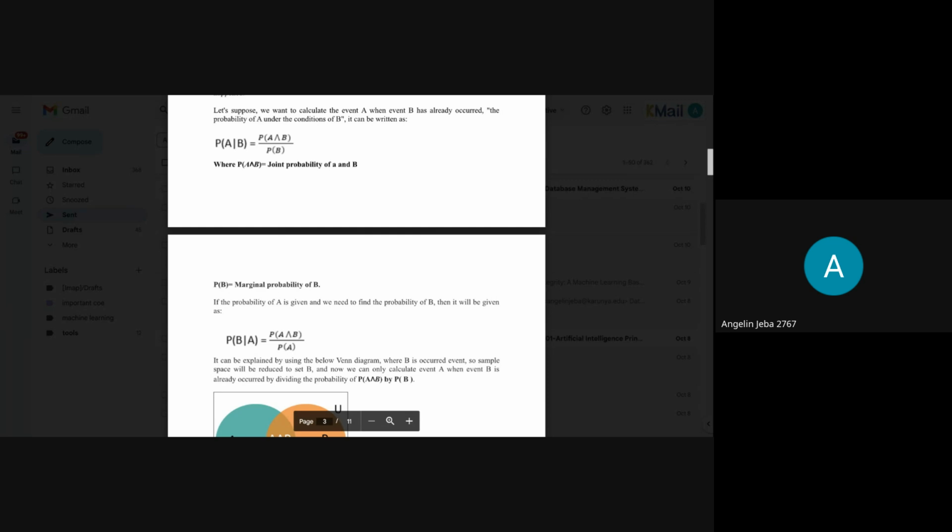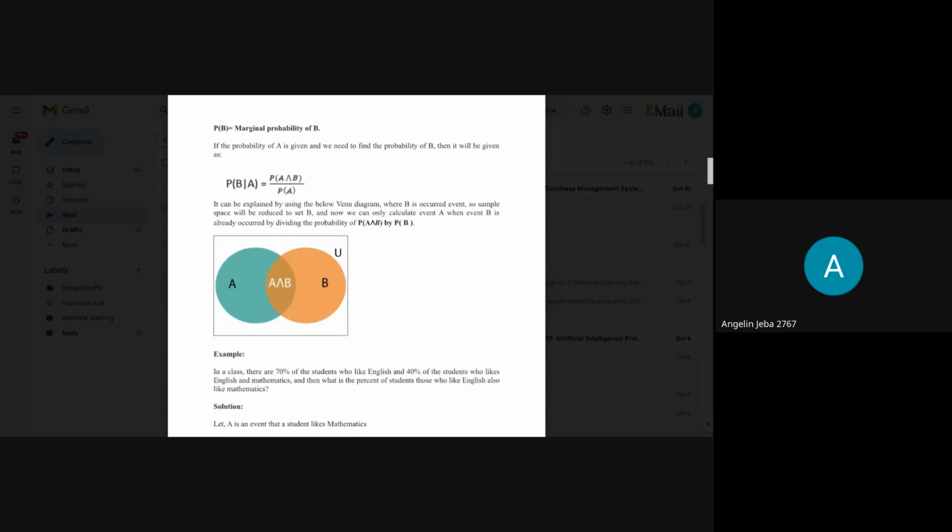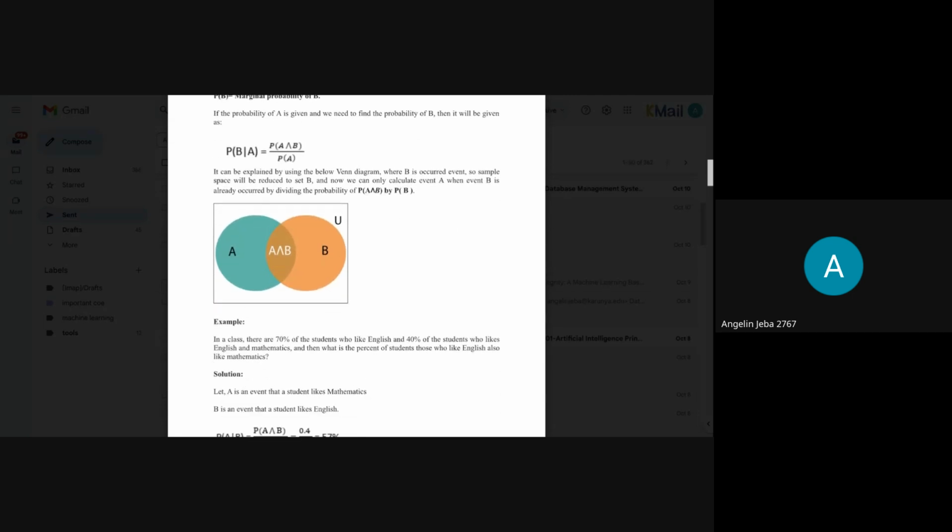The probability of B is the marginal probability of B. If the probability of A is given and we need to find the probability of B given A, then it will be given by the probability of A intersection B divided by the probability of A. This can be explained using the Venn diagram. This is the Venn diagram, which we have already learned in set language and probability.